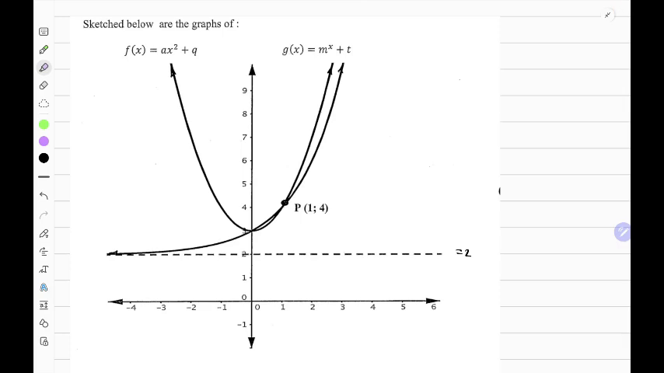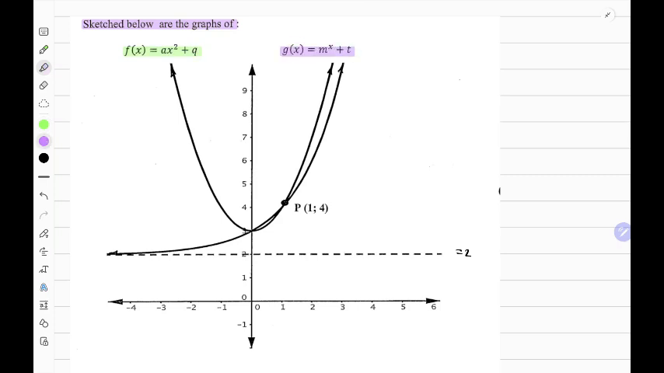Good day, cretins. Today we do a bit of graph interpretation. So let's go through the question as follows. The question reads as follows. It says, sketched below are the graphs of f of x and g of x. So f of x, as we can see, is a parabola, whereas g of x is an exponential graph.